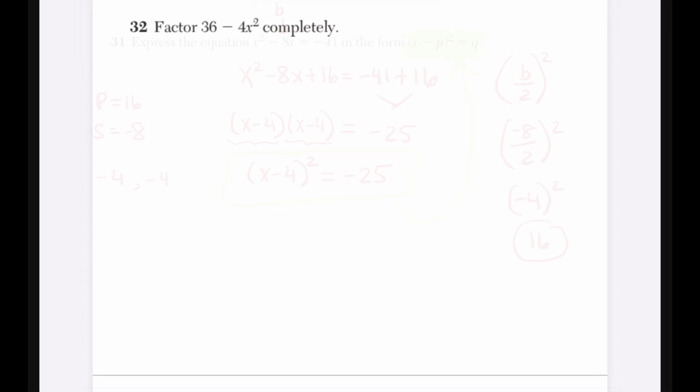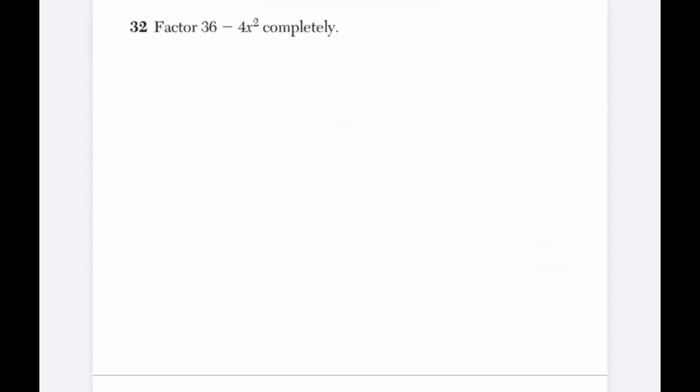The last question in part 2 asks us to factor 36 minus 4x squared completely. So always check to see first if there's a GCF that you could factor out. I noticed that between these two terms, there is a common factor of 4. So I'm going to factor out that 4 by dividing each of these terms by 4. So 36 divided by 4 is 9. Negative 4x squared divided by 4 is negative x squared.